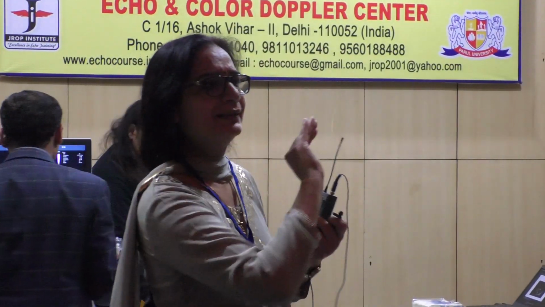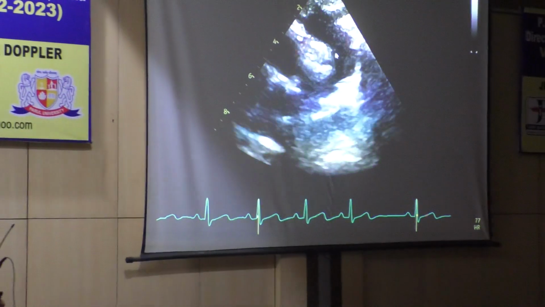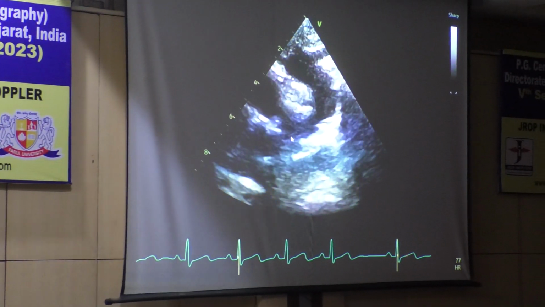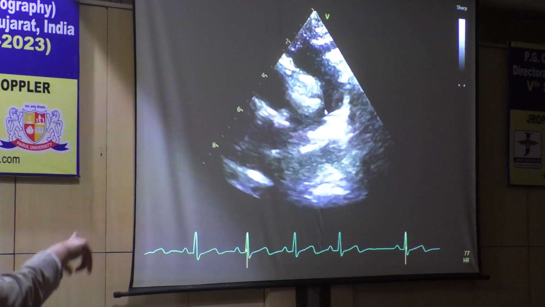But this is a patent aortic arch. If it is interrupted, there are many signs of interrupted aortic arch when you look at the four-chamber. We'll discuss that, but you will not see this continuity.